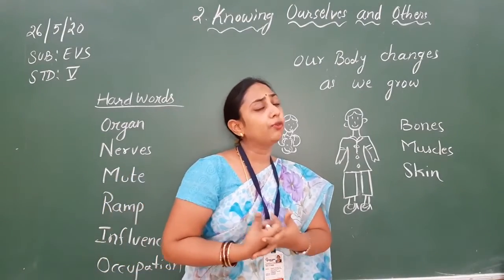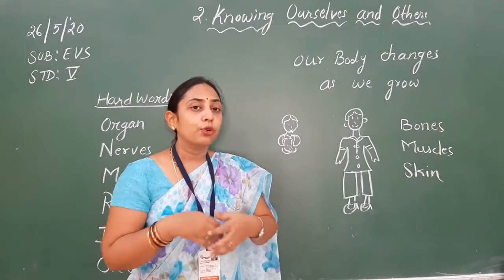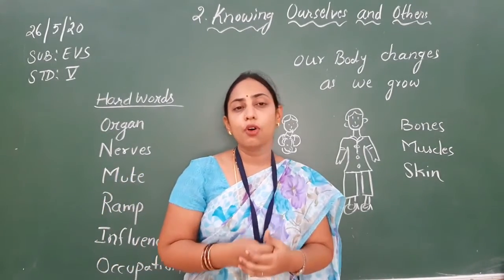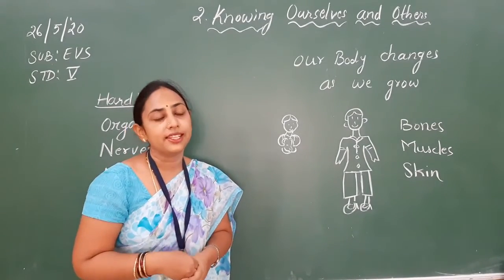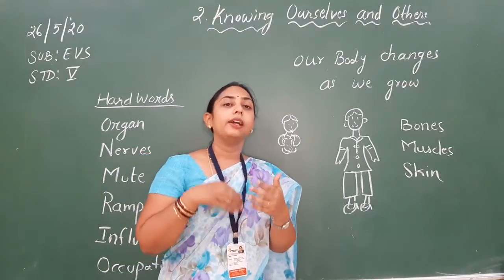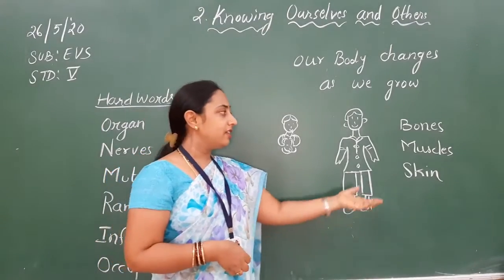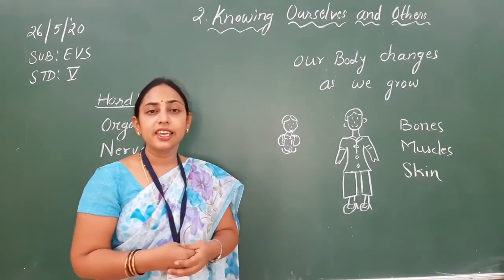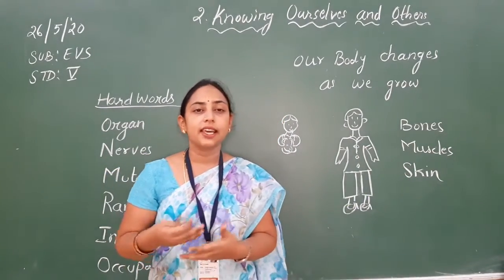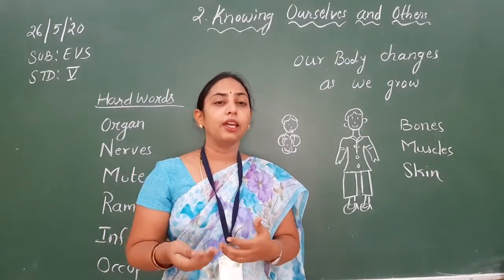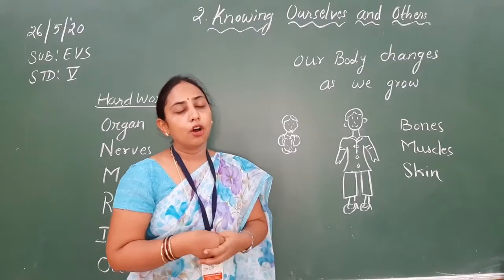Now, why does this growth take place in our body? How do we grow? In our body we have the smallest part, that is cells. We have millions of cells, and when these cells multiply or divide, we grow. These cells are in our bones, muscles and skin. So when the cells in our bones, muscles and skin multiply or divide, we grow. So growth is an important part of our life.